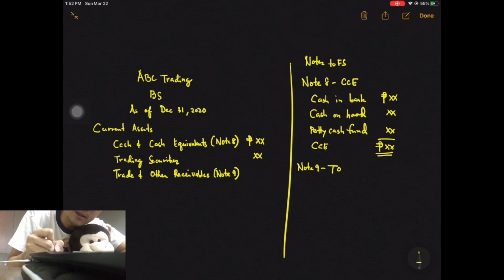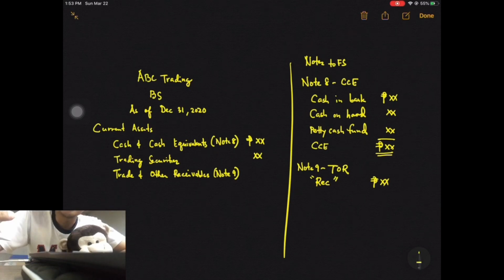trade and other receivables. So what you will include here are account titles with receivables in it. You cannot just total. You need to write them down. Like accounts receivable, then notes receivable, interest receivable. Then you have other things with receivable in it. You will write it one by one. You cannot lump them in just one line. So again, anything with receivable. For example, accounts receivable, that's future collection from customers.